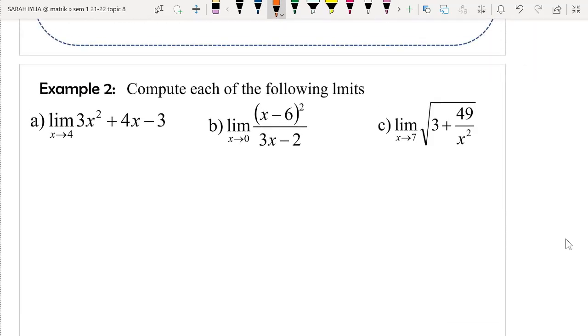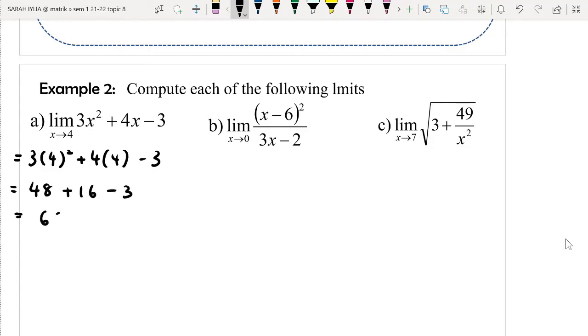So compute each of the following limit. A, we have limit of x approaches 4, 3x squared plus 4x minus 3. Okay, by using substitution method, straight away we get 3 times 4 squared plus 4 times 4 minus 3. So simplify this up, we will get 48 plus 16 minus 3. So our final answer here is 61. Substitute je, terus dapat jawapan.